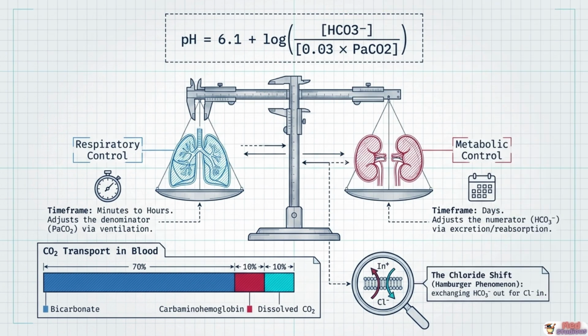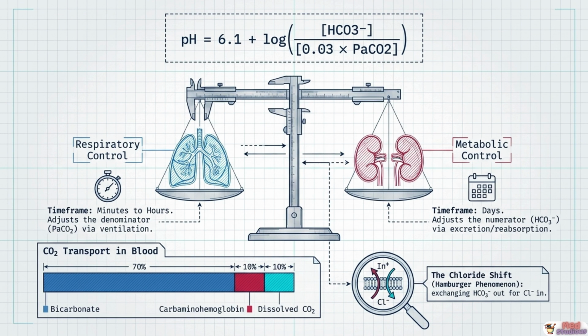Blood pH is governed by the Henderson-Hasselbalch equation, where pH equals 6.1 plus the logarithm of bicarbonate divided by 0.03 times the partial pressure of carbon dioxide. This single equation can be visualized as a balance scale, with 2 arms operating on dramatically different timescales.